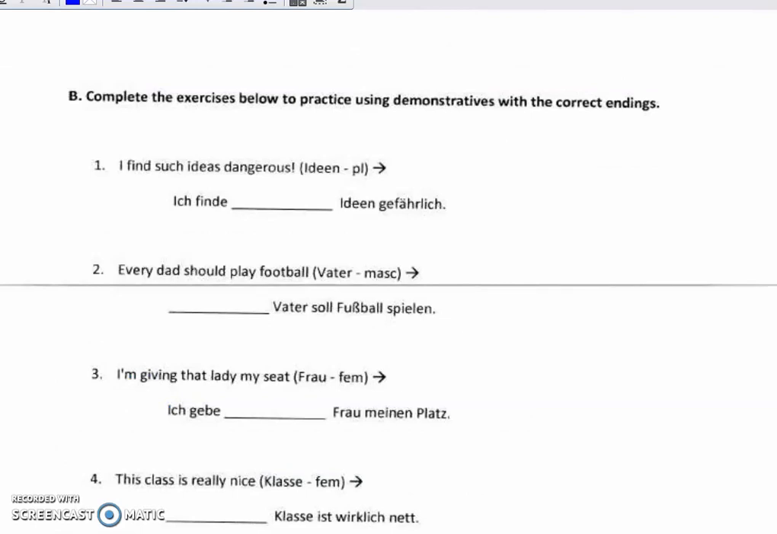We're going to complete these exercises by using demonstratives with the correct endings. So if you want to say, I find such ideas dangerous, how would we say that in German? Ich finde solche Ideen gefährlich. All right, Nummer 2. Every dad should play football or soccer. What would that be? If we want to say every. Jeder Vater soll Fußball spielen.